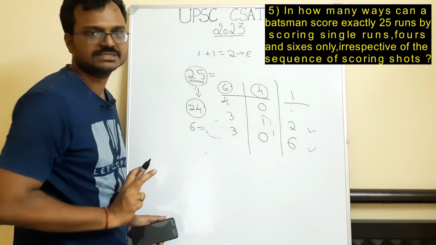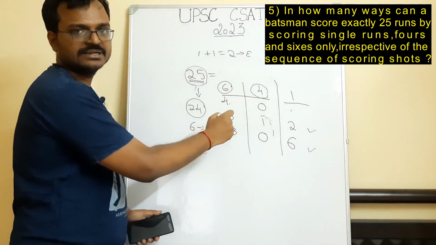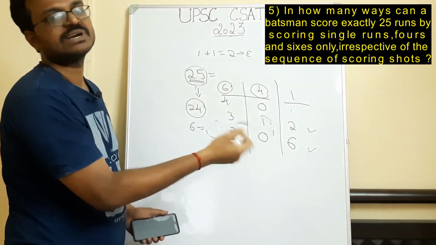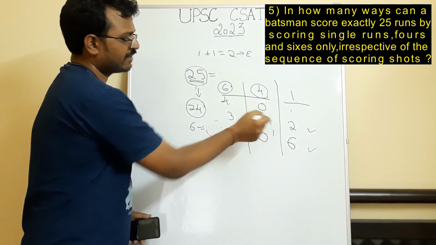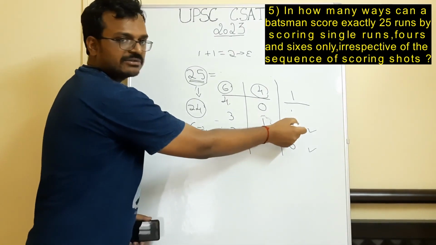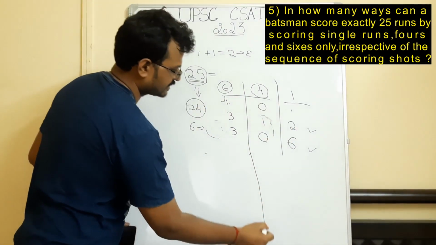4 cannot be there twice, because then the number would be 4 into 2 plus 18, that is 8 plus 18, which is 26. That's not possible. So 4 can be either 0 times or 1 time, and correspondingly you will have the number of ones. Now we will go to the next stage.